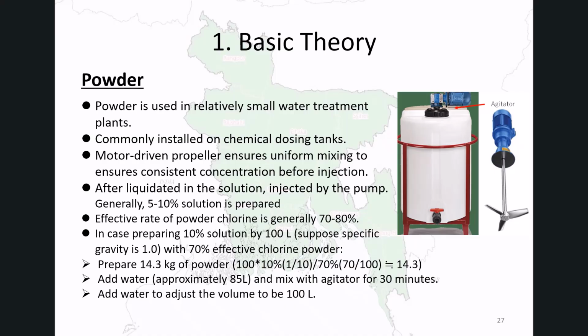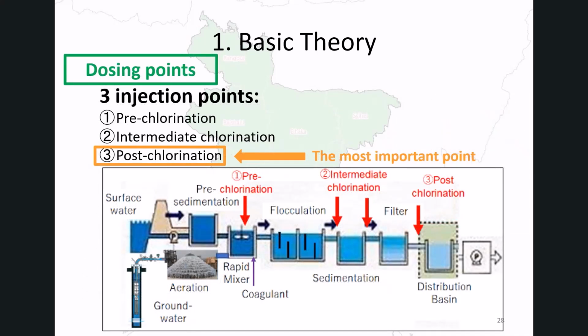After adding water and mixing for around 30 minutes, the volume is adjusted to 100 liters. This preparation process ensures accurate and consistent chlorine dosing. I am now explaining about the dosing points. Chlorine is not added at only one place in the treatment process. There are 3 possible injection points: pre-chlorination, intermediate chlorination, and post-chlorination. Each point has a different purpose.